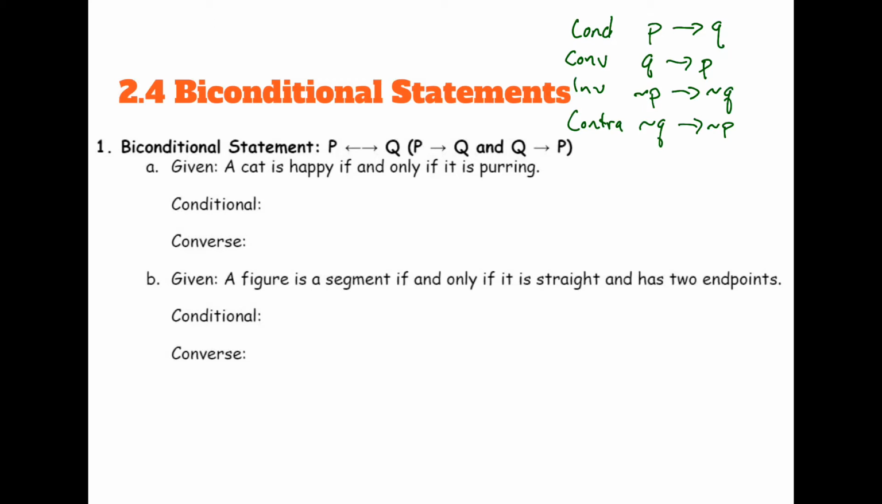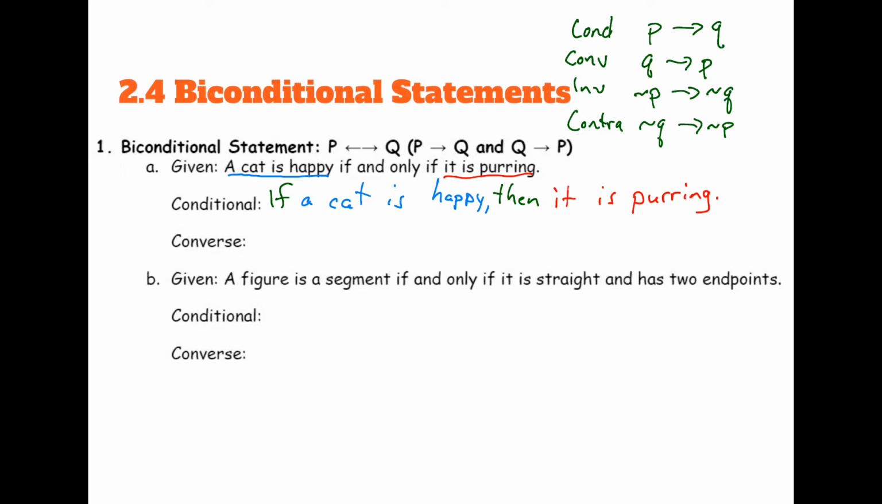So using that knowledge, we're going to take this statement: a cat is happy if and only if it is purring. We're going to write a conditional and a converse based on those two. So my first sentence is going to be: if a cat is happy, then it is purring. So we can write that out. All right, so there's our hypothesis, if a cat is happy, and there's our conclusion, it is purring. So our conditional statement for this would be: if a cat is happy, then it is purring.